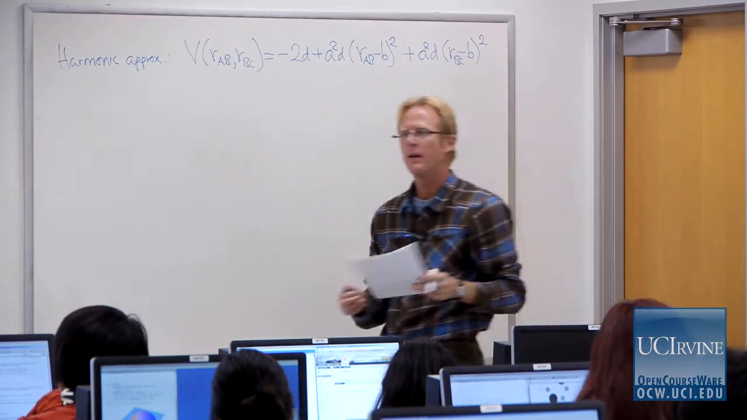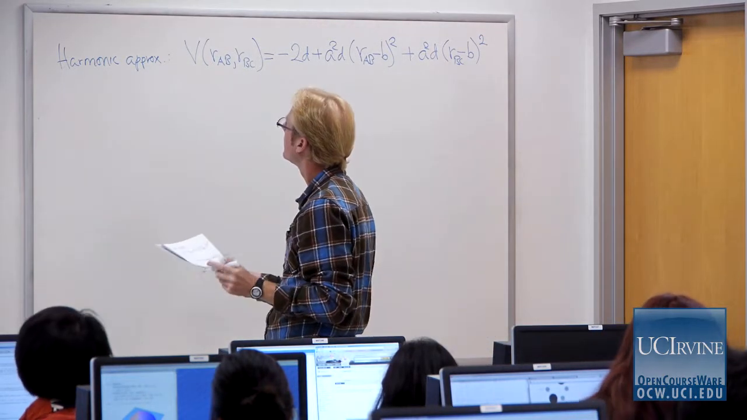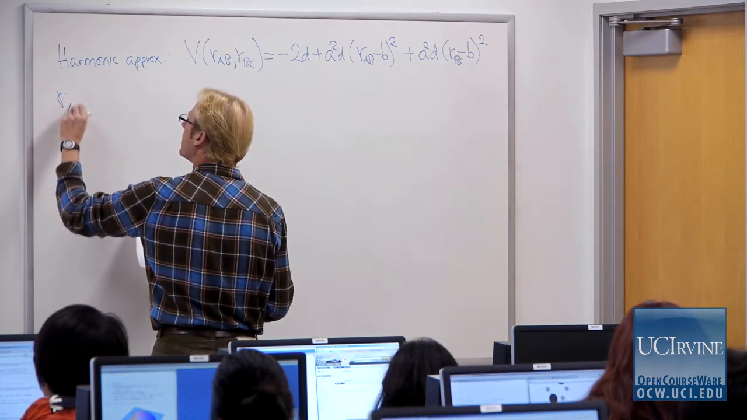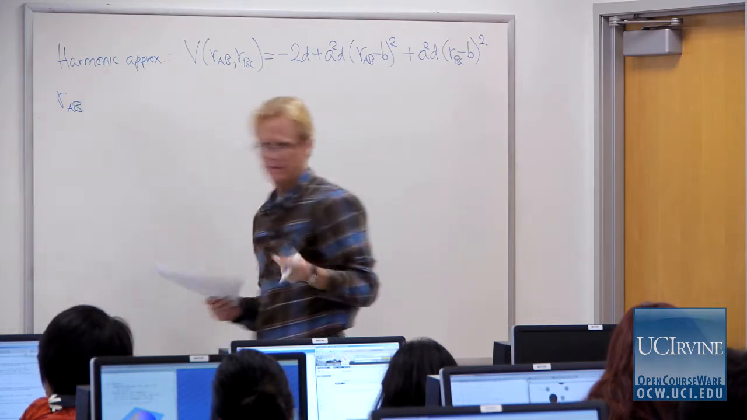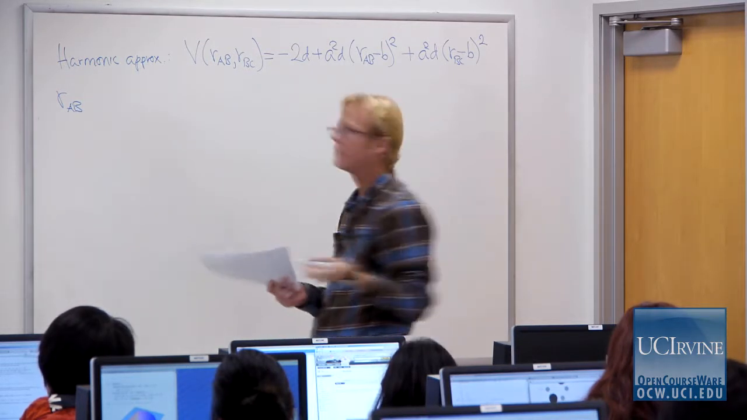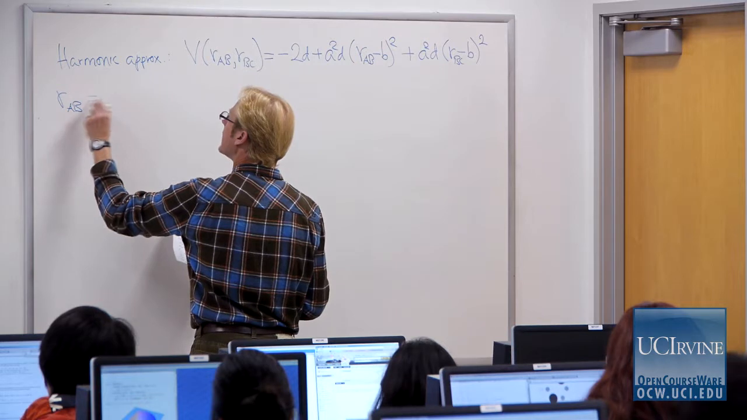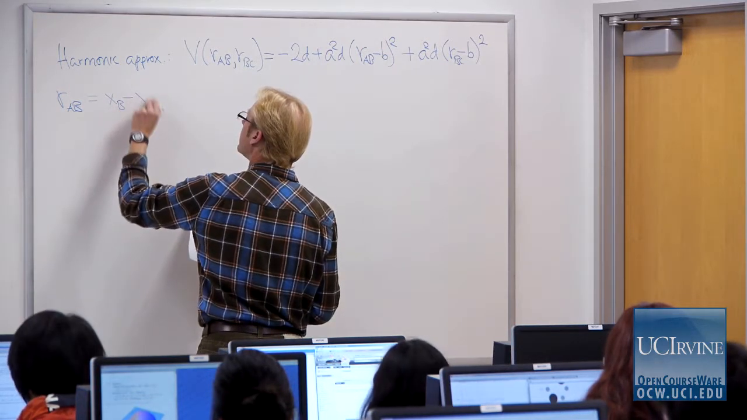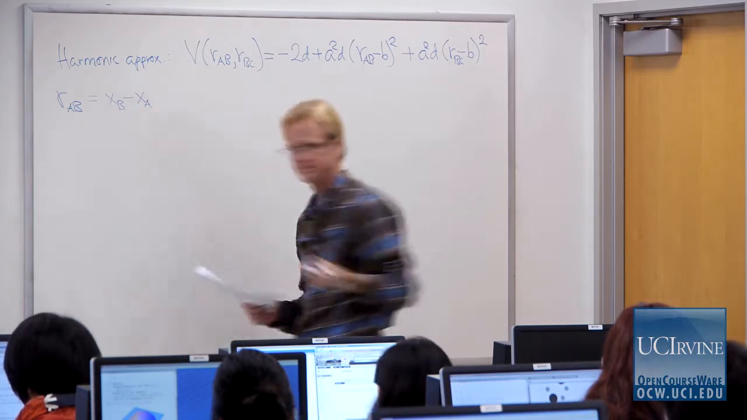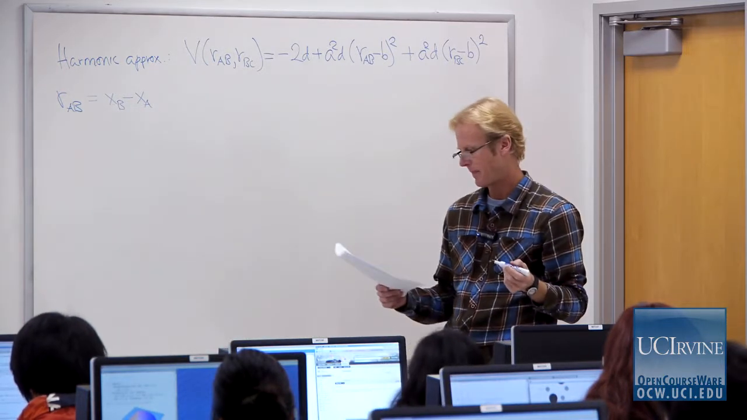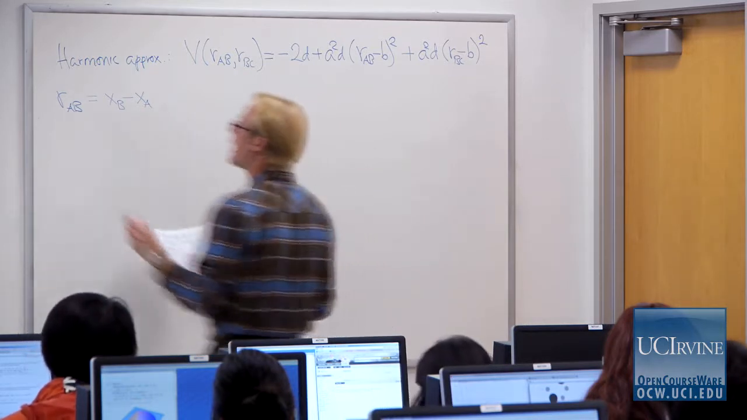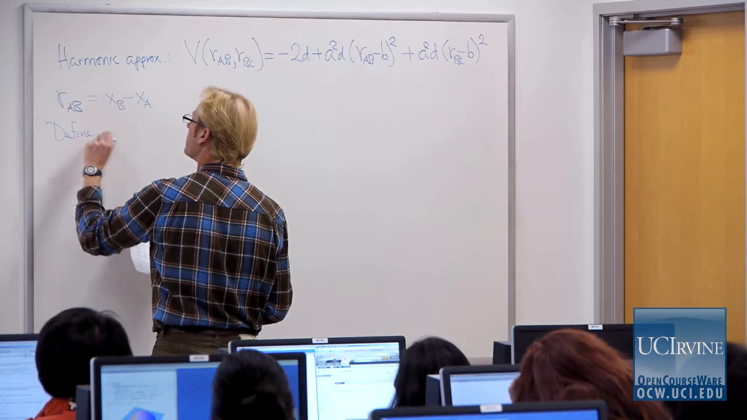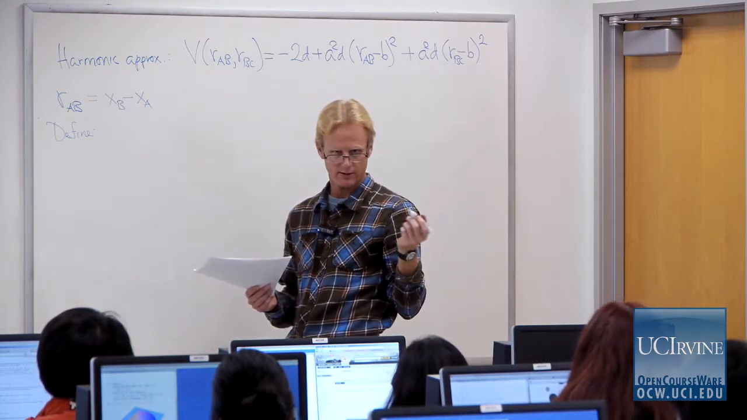Okay. Now, the next thing I want to notice is that this variable RAB, for our one-dimensional CO2, is just the difference between the x-coordinate of atom B and the x-coordinate of atom A. Okay? And now I'm going to define some displacements away from equilibrium position in Cartesian coordinates.